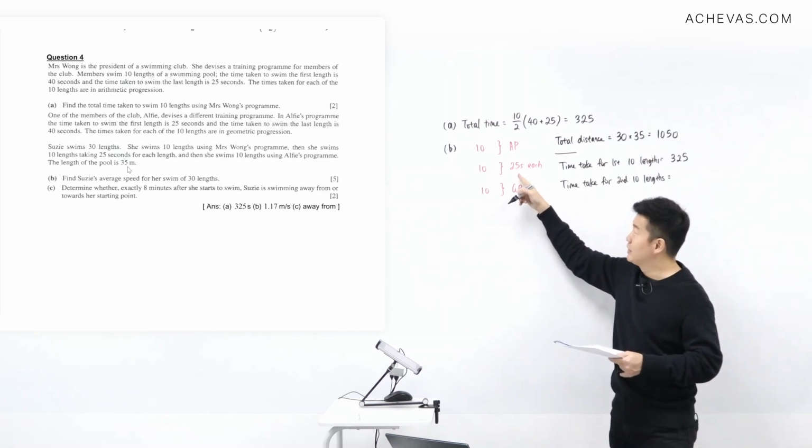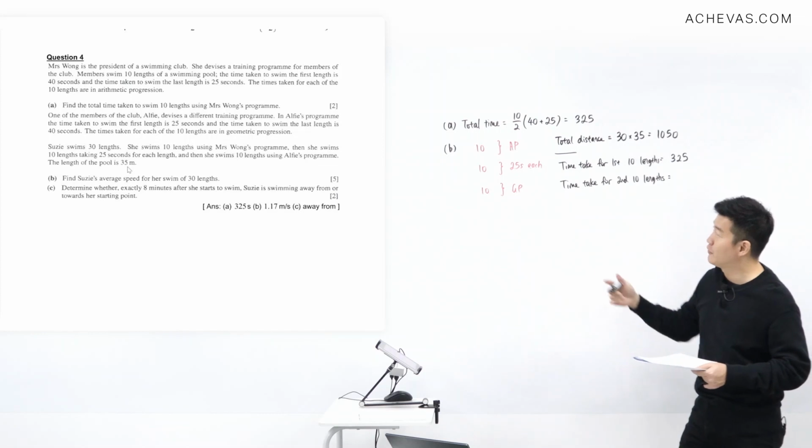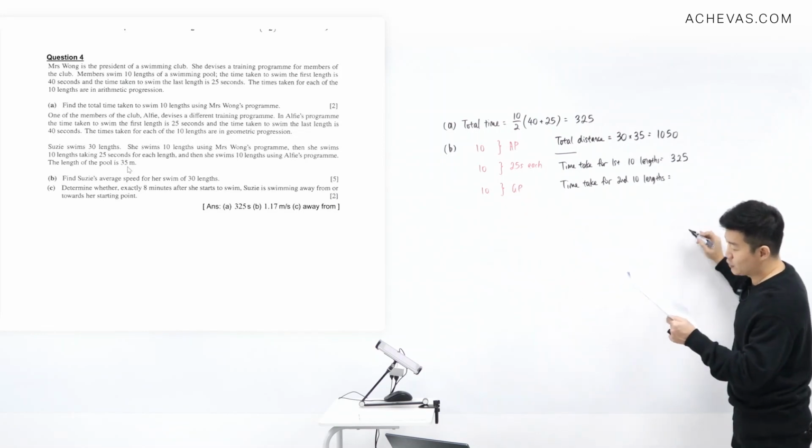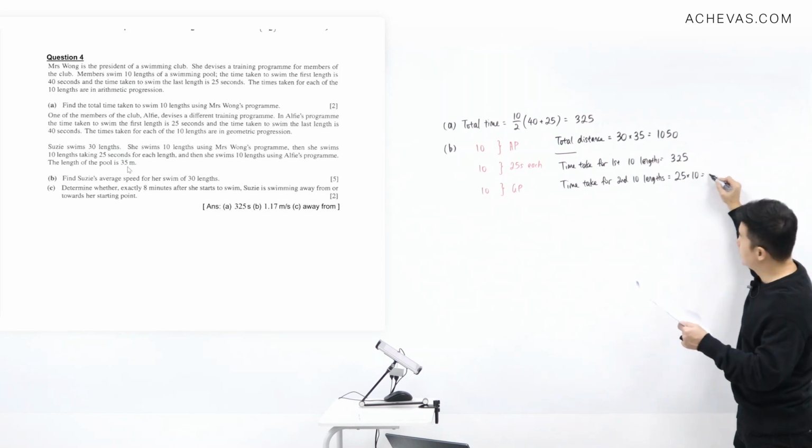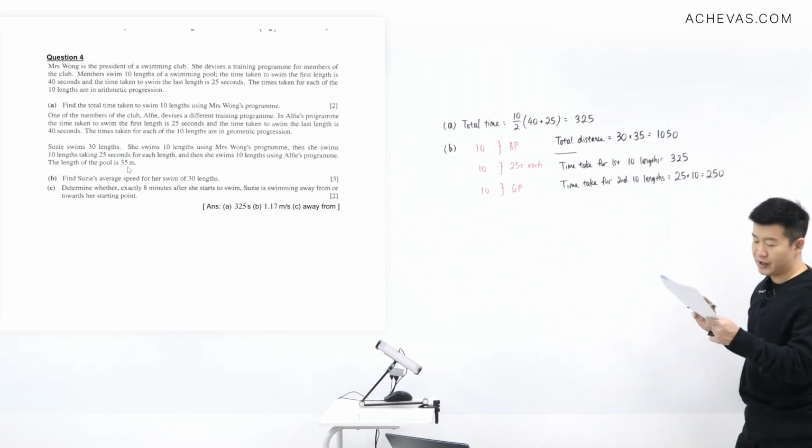Susie is planning to take 25 seconds for each of the 10 lengths. So this is also easy for us to calculate. It is going to be 25 multiplied by 10. This is equal to 250.